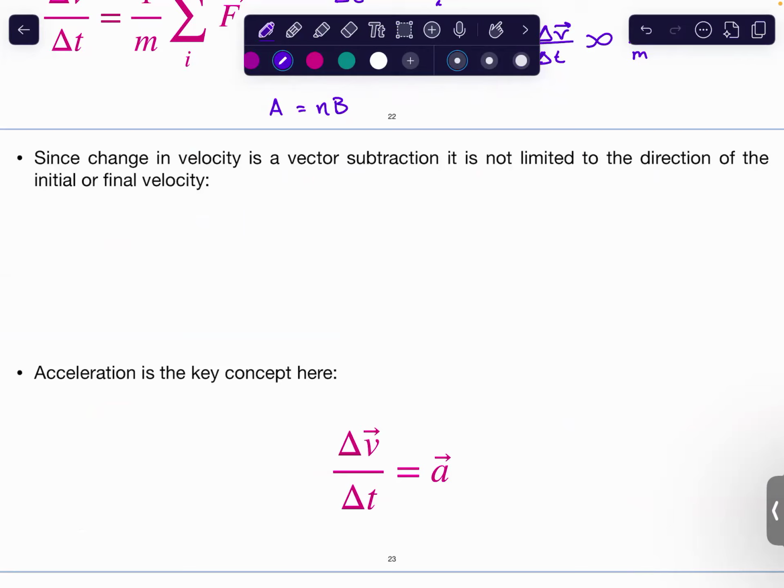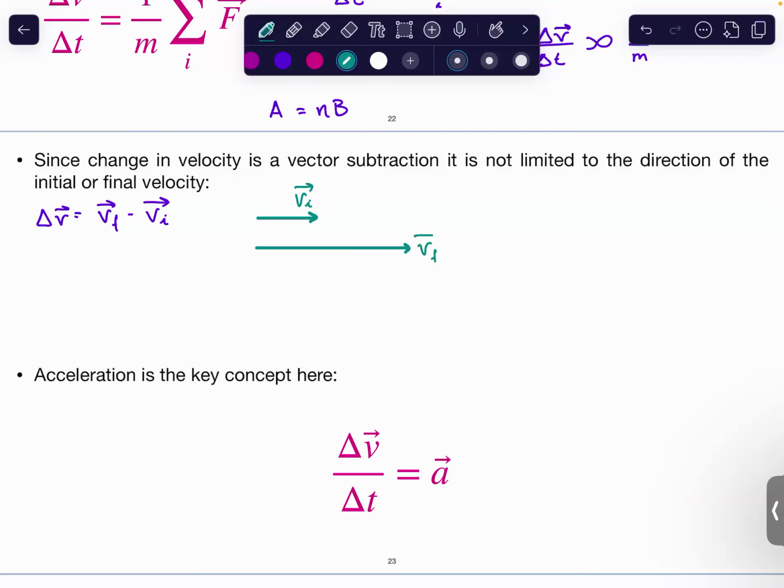So change in velocity. So remember your delta is gonna be a what? Okay. So let's look at this in two different ways. Let's look at this graphically. Let's say we have an initial velocity and a final velocity.